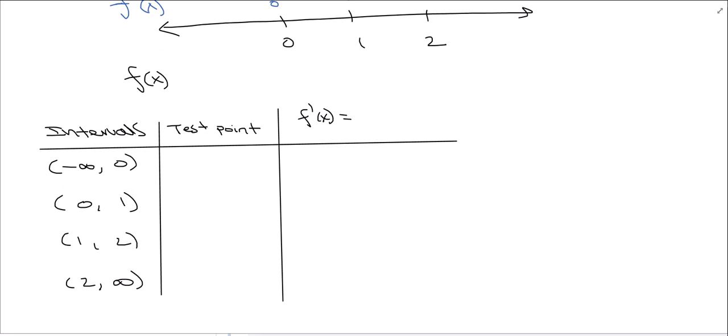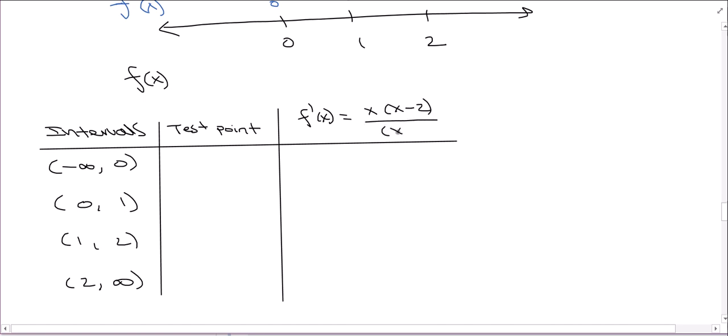Let's try to create a cleaner way of doing this with a little table. Our derivative is x times (x minus 2) over (x minus 1) squared. Picking a test point between minus infinity and 0, you can pick, say, negative 1. These are x values. Plug them into the derivative. We don't care too much about the value, but we really care about the sign. Is it positive or negative?